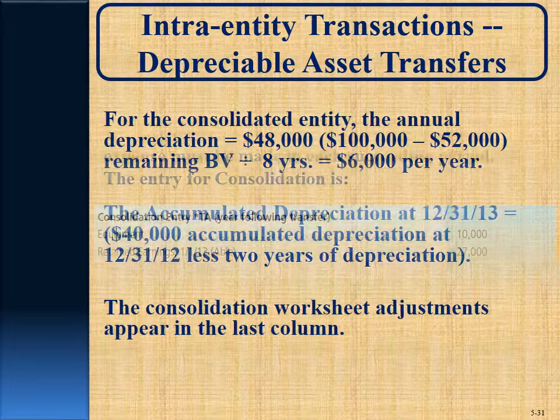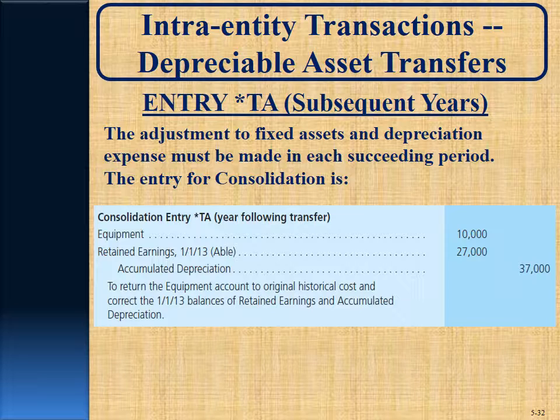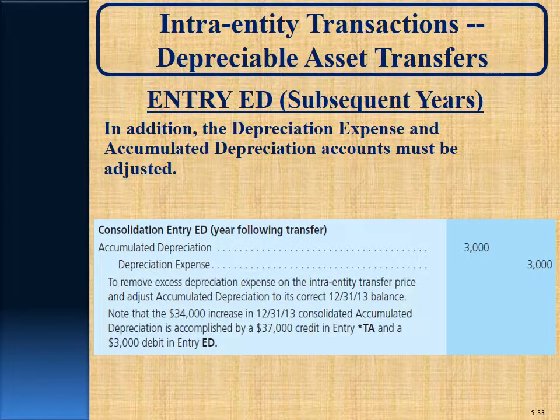So there's some more information. The adjustment to fixed assets and depreciation expense must be made in each succeeding year as stated. There is your entry for excess depreciation in subsequent years. Every year you're going to be debiting accumulated depreciation and crediting depreciation expense in consolidation, because the subsidiary reporting $9,000 should only be reporting $6,000 in consolidation.